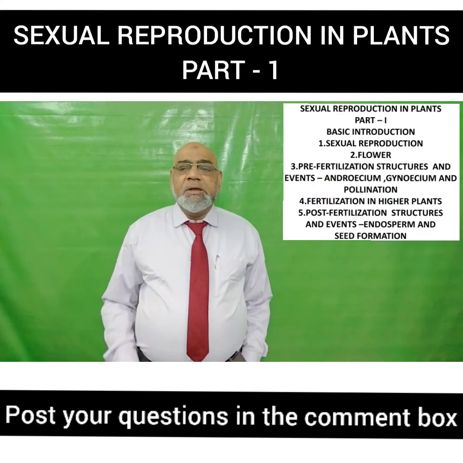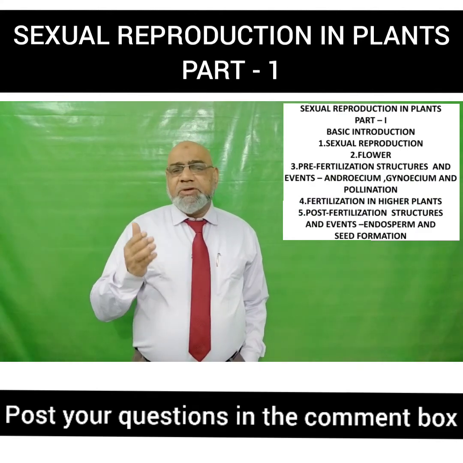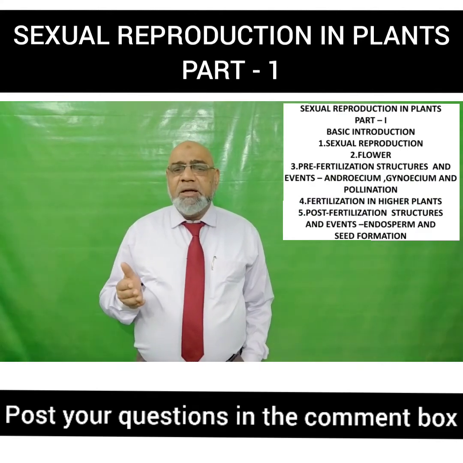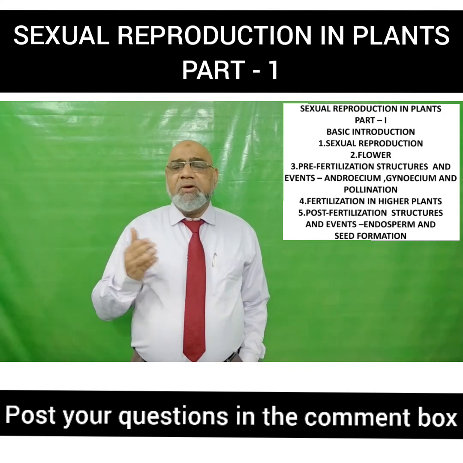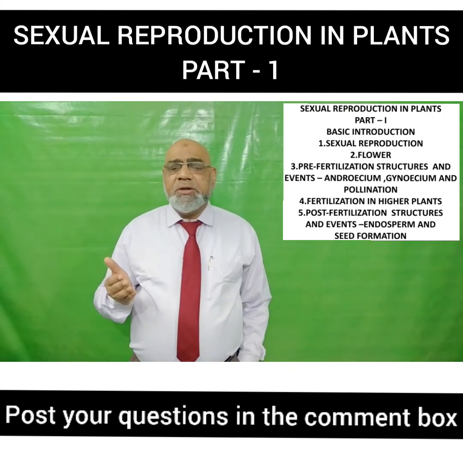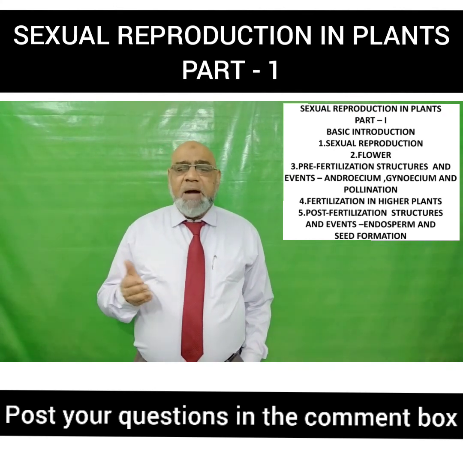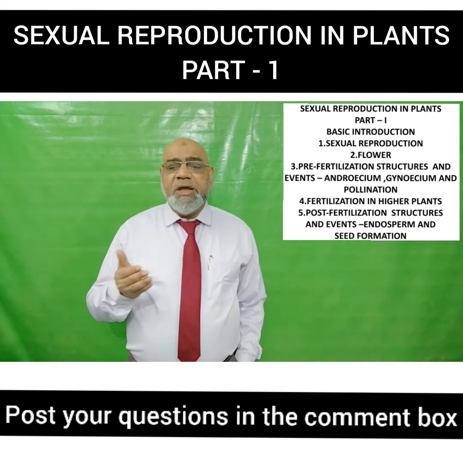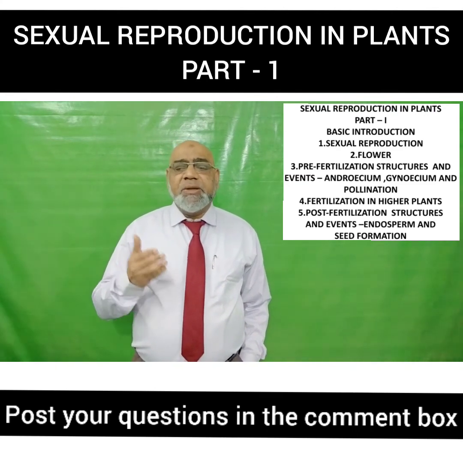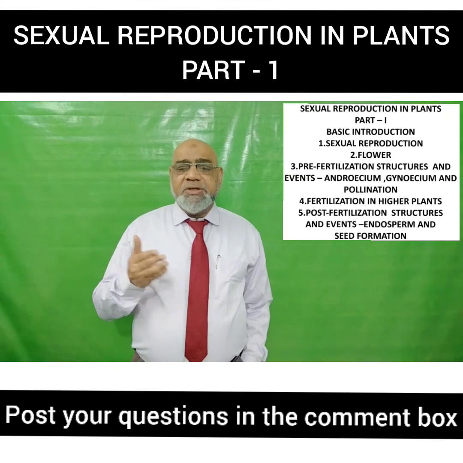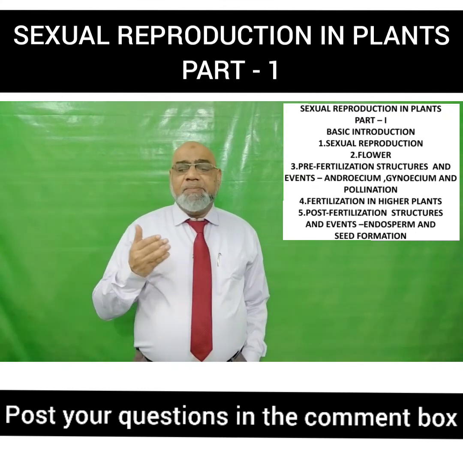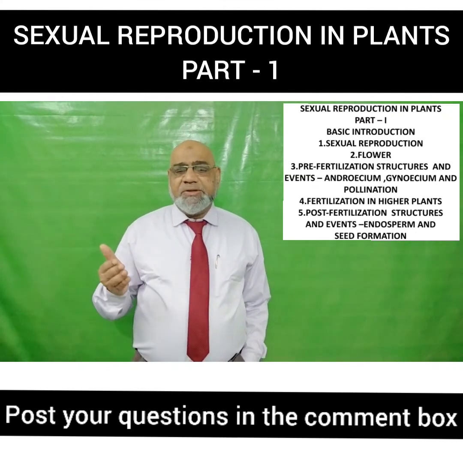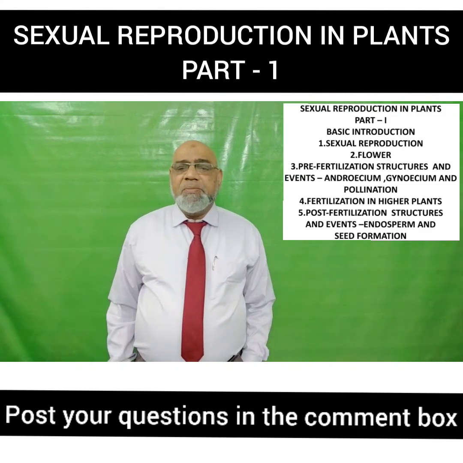Today, in Sexual Reproduction in Plants Part 1, we discussed the basic introduction of sexual reproduction, about the flower, about the pre-fertilization structures and events like the androecium, gynoecium, and the pollination, and the fertilization in higher plants, and the post-fertilization structures and events like the endosperm and the seed formation.